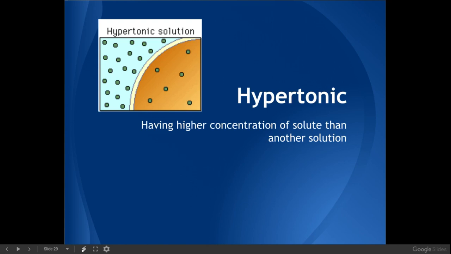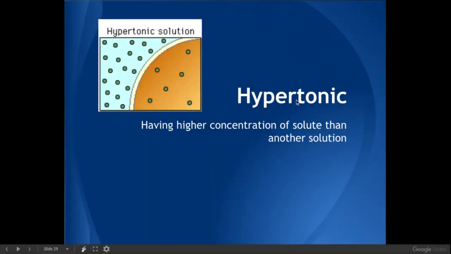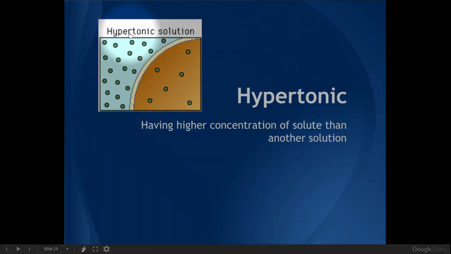We're going to start with hypertonic first. And when we say hypertonic, we are talking about more solutes. So an easy way to think about this is hyper means more, and tonic, we're going to think of that as solutes. So hypertonic is more solutes. Well, when you talk about more solutes, you have to be talking about more solutes compared to something else. So let's look at our picture up here.